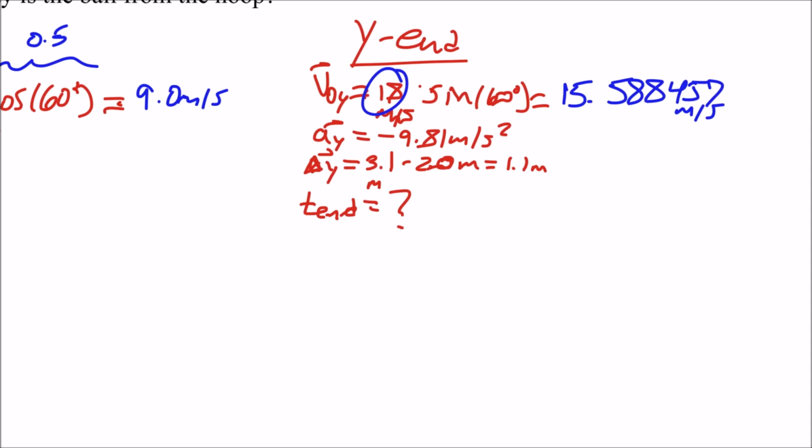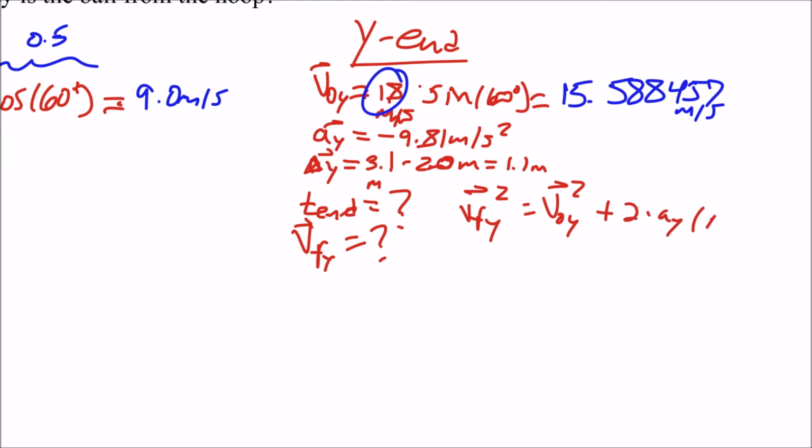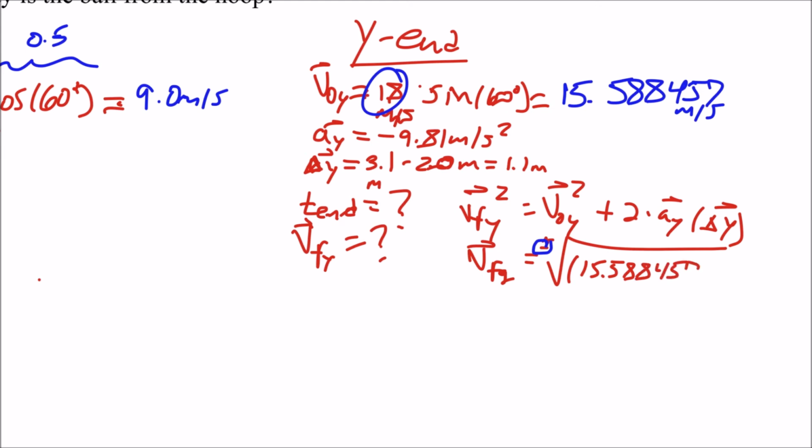So instead, I'm going to solve for the final velocity in the y-axis first, and then I'm going to use that to find time. So the final velocity in the y-axis squared equals the initial velocity in the y-axis squared plus 2 times acceleration times delta y. We need to make sure we have a plus and a minus, and since the ball is falling down at the end, this is going to be the minus when we get done with all this. So that's going to be that 15 number from up above, 15.588 and so on, meters per second.